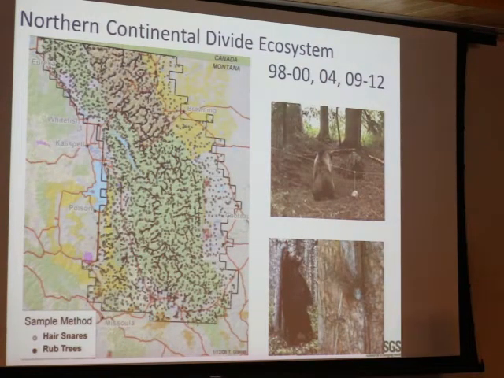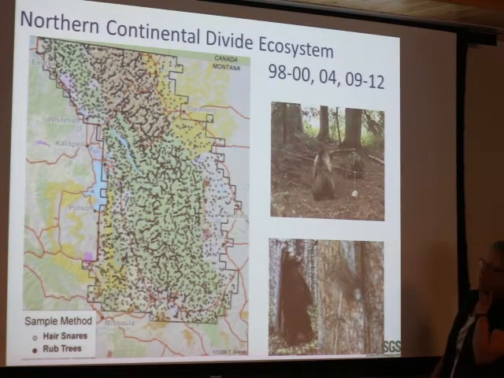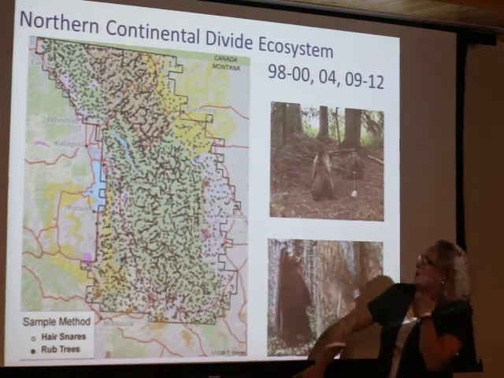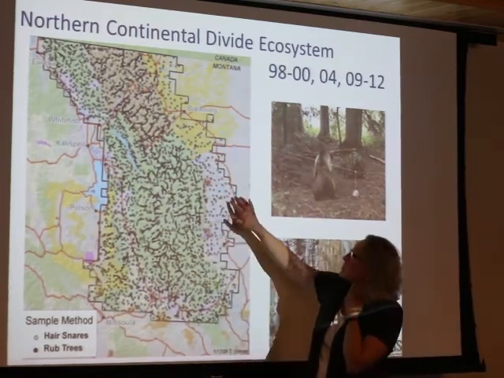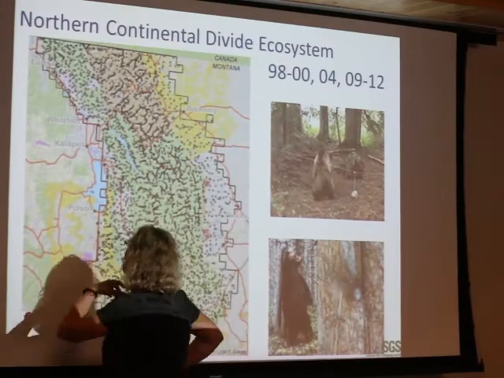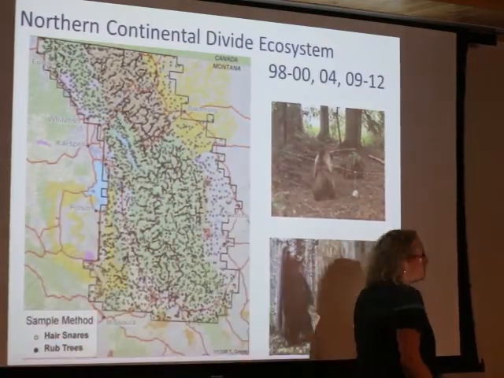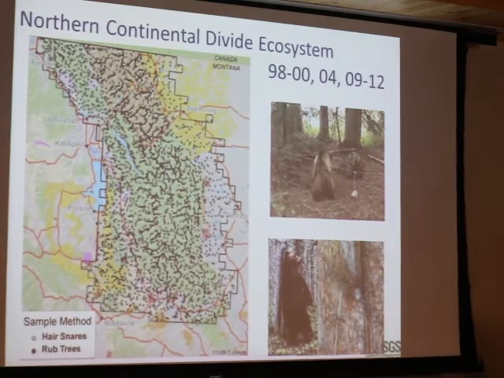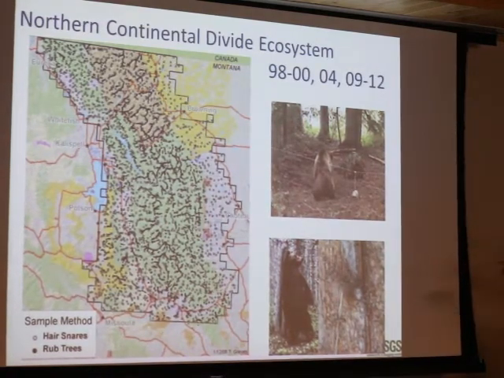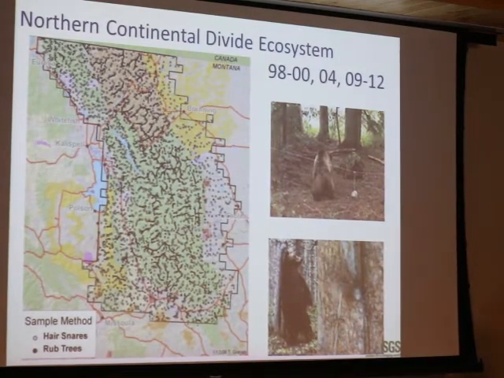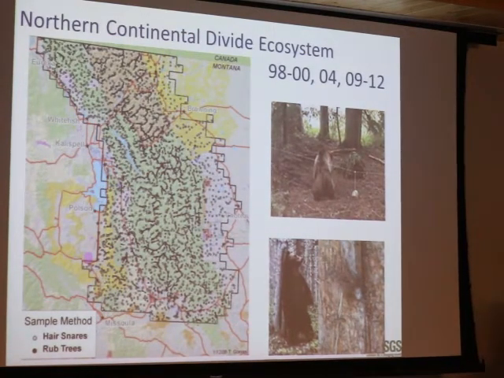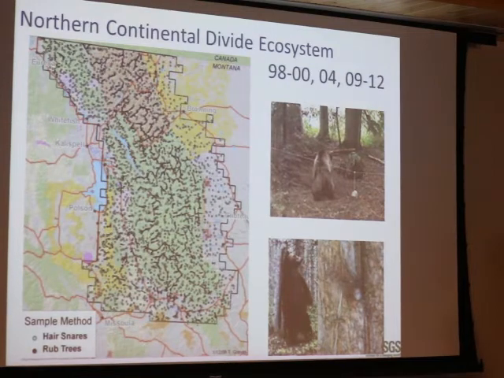So this data set, I understand Kate didn't show you a lot of pictures yesterday, but this is basically the 2004 data set. The hair traps were distributed across the 8 million acre study area. Those are the open circles, and the closed circles are all the rub trees. This picture's from the 2004 data set, but we have data from all of Kate's studies that she led from 98 to 2000, 2004, and then 09 to 12.